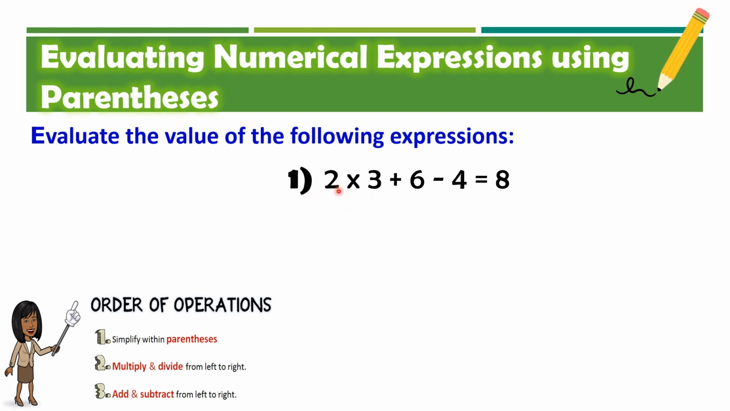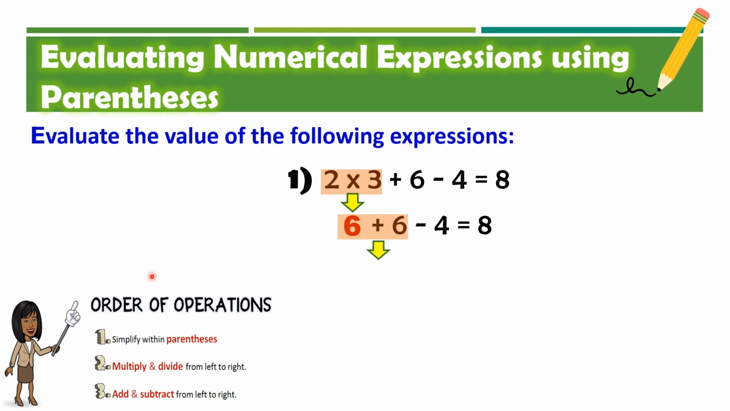We only have a multiplication here, so we know we're going to first multiply 2 times 3, and our answer is 6. Then we are going to bring down the other numbers, which is plus 6 minus 4. And as I said, the value should be 8. Let's find out. So now we are going to be adding and subtracting from left to right. So we're going to add first.